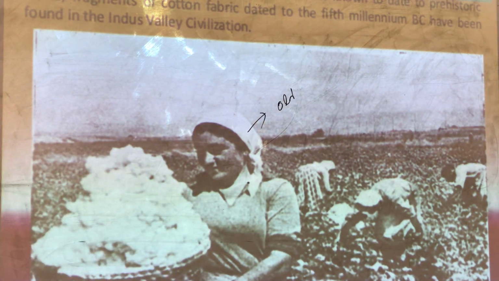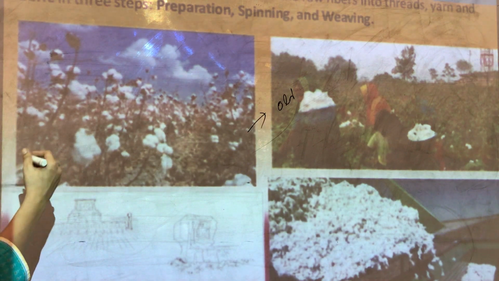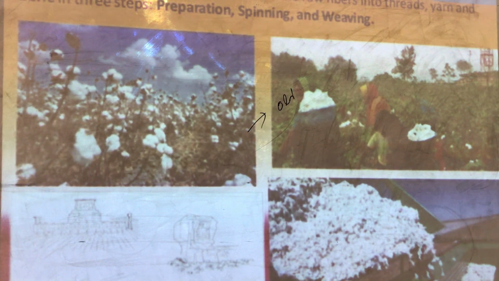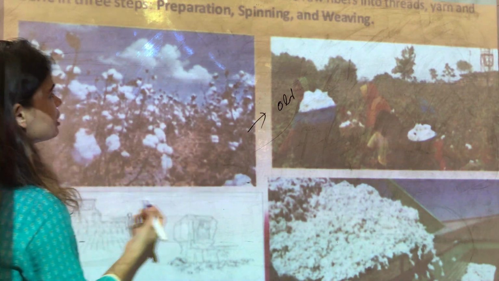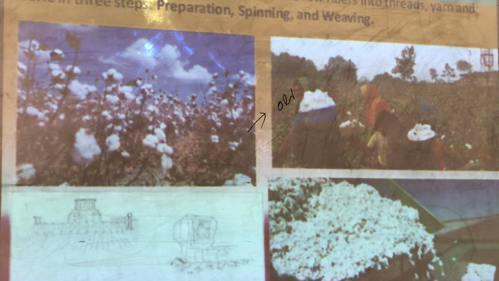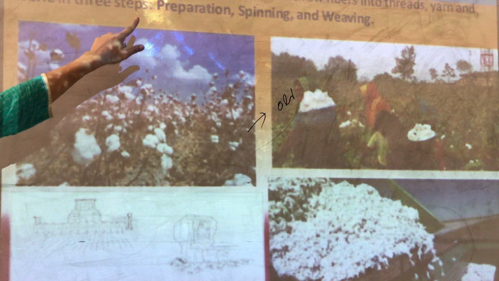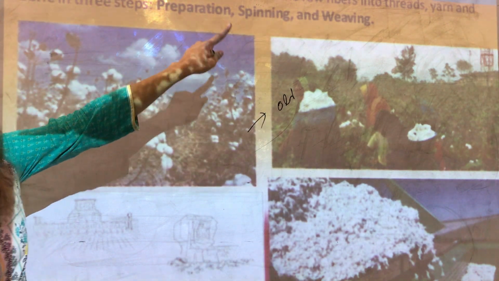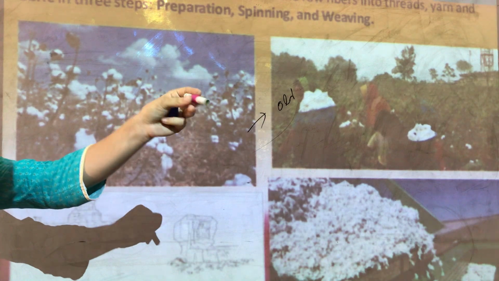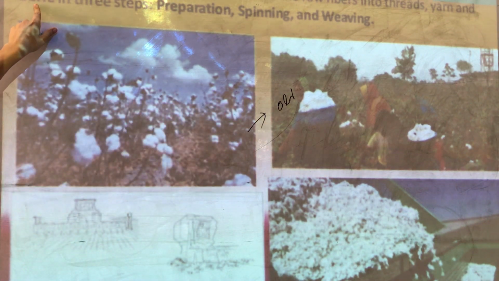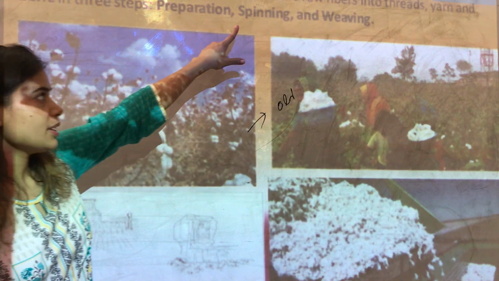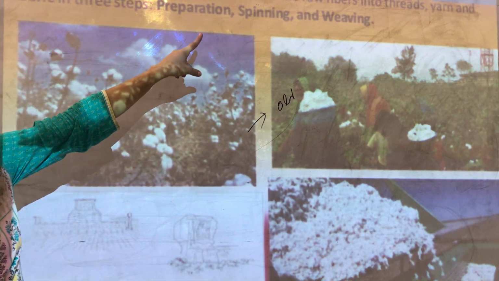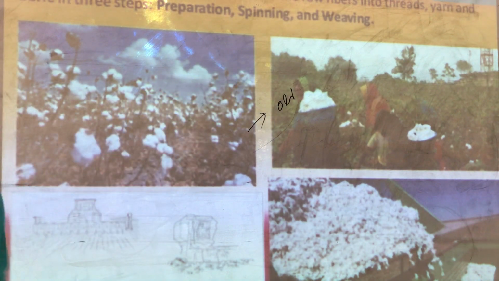Now we are going to discuss these three processes. The first process is ginning. So ginning we will study, and spinning we will study, and weaving we will study. The process of making cotton transforms the raw fibers into thread, yarn, and fabric in three steps. That is preparation or ginning, spinning, S-P-I-N-N-I-N-G, and weaving. Okay, so let us study them one by one.